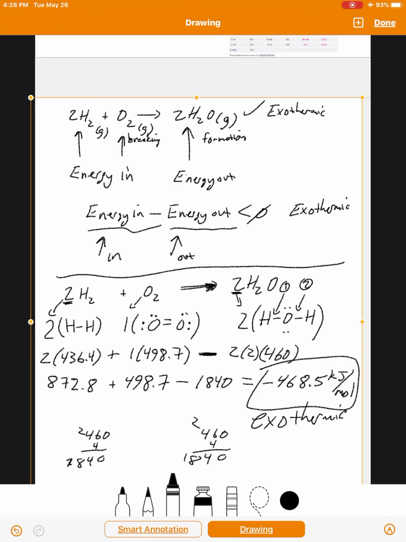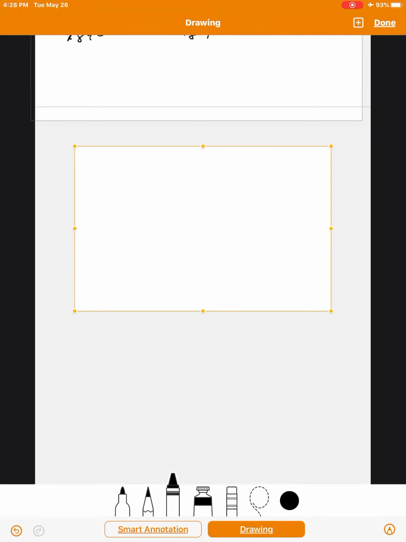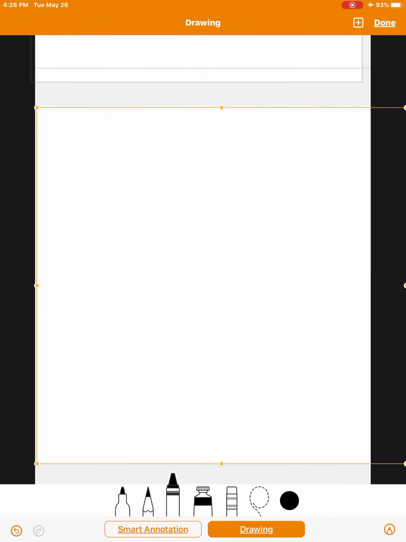The reason this reaction is exothermic is because, if you add up the bond enthalpies, all the bonds of the products are greater than the bond enthalpies of the reactants. So when all the bond enthalpies of the products are greater than those of the reactants, energy in minus energy out will be negative, meaning it's an exothermic reaction, so you get energy out. Now let me show you the formula that's given in your textbook for this calculation.